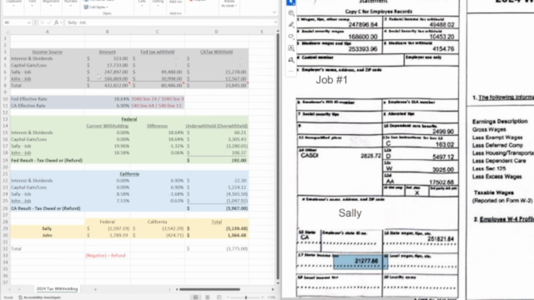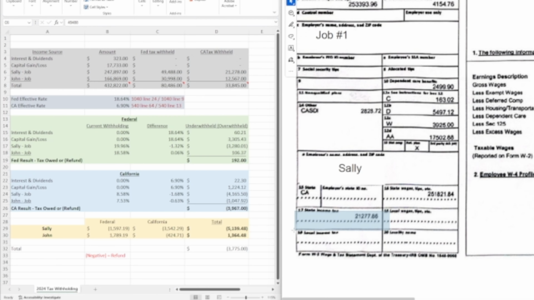We got Sally here, made some money, pretty good money, actually. Box 1 is what I'm putting in right there. Box 2 is that number there, right? The $49,000 federal income tax withheld. And then we're looking down here, box 17. In this case, this is California income taxes withheld right there.